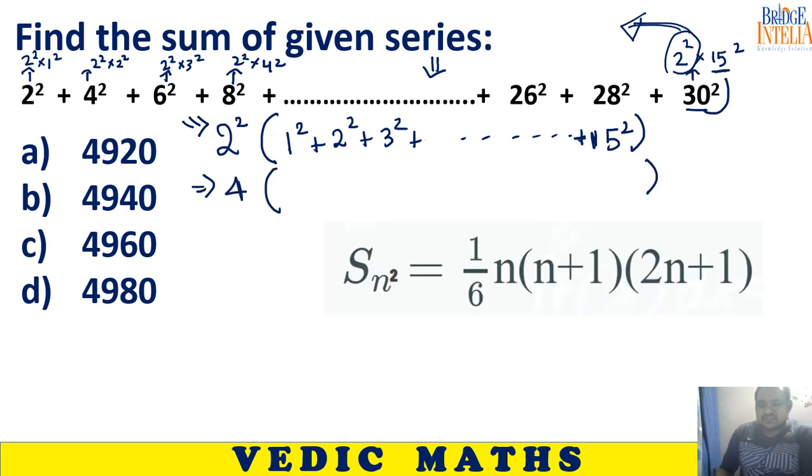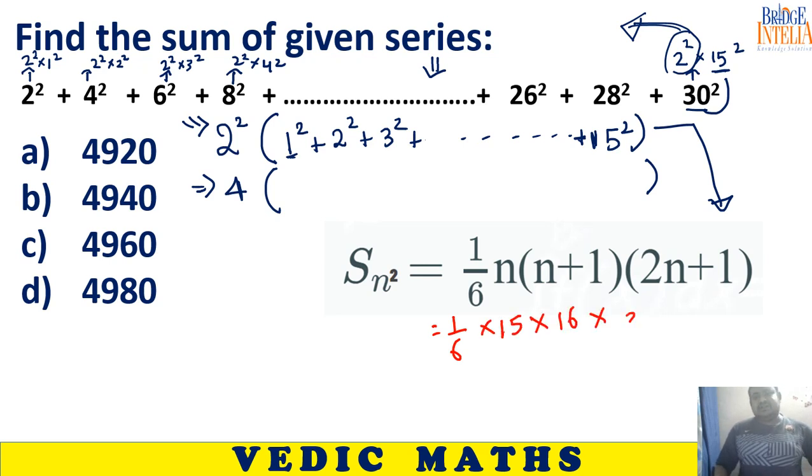So what is the formula? So this is the formula. So let's use this formula to find out the value of this series. So this series starts from 1 and stops at 15. So you can actually calculate this series by using the formula. So wherever there is n, we will write 15. So 1 by 6 into 15 plus 1 into 31.